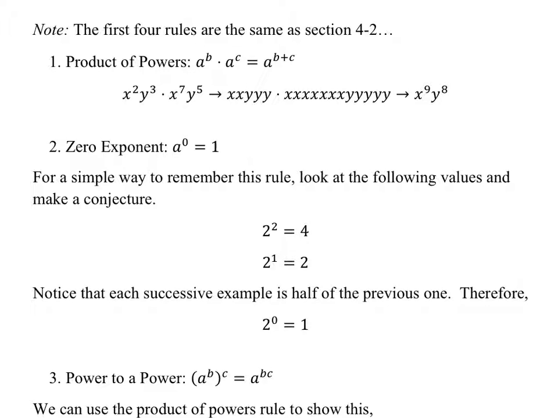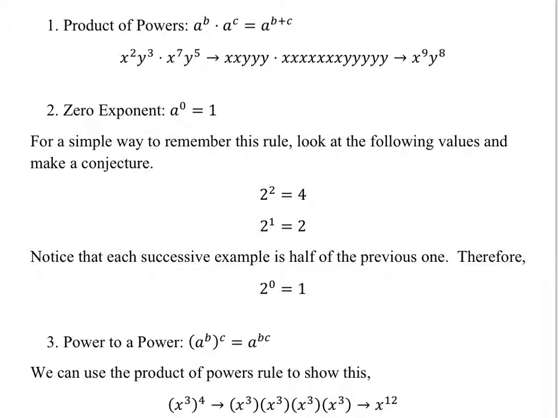The 0 exponent rule simply tells me anything to the power of 0 is 1. Anything to the power of 0 is indeed 1. The simple conjecture for this is to look at powers of 2. 2 to the second is 4. 2 to the first is 2. Well, what is 2 to the 0? What's happening? These are halving every time. So it's always going to be 1. You can do it with any number and it will always prove it true. But the halving thing is only for 2.